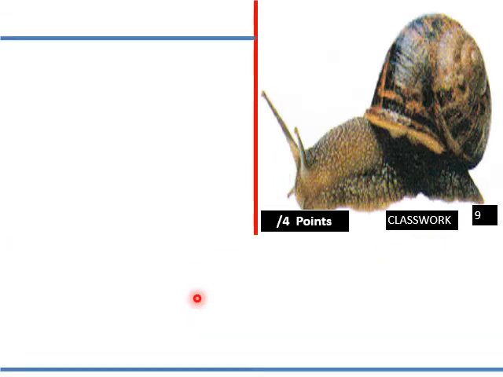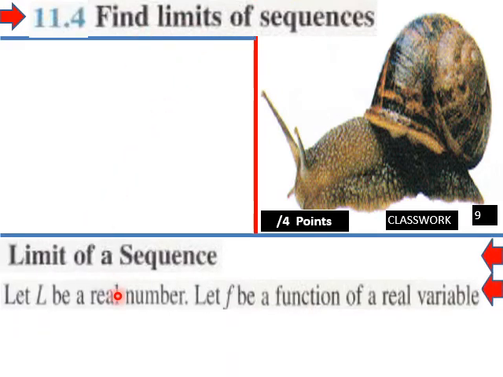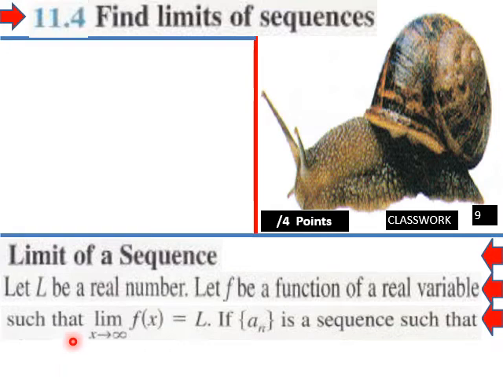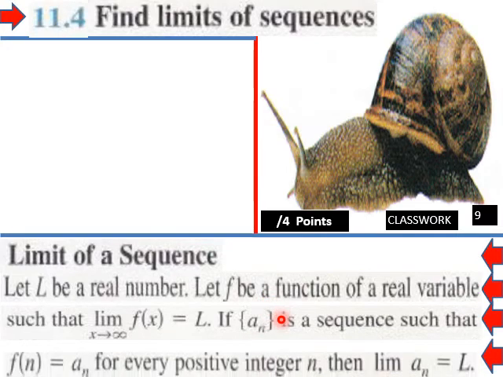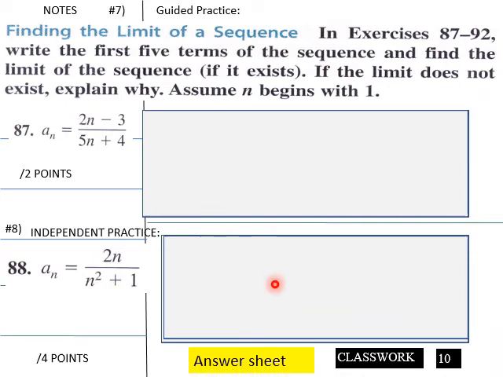Moving on now into 11.4, find the limits of sequences. So a limit of a sequence: let L be a real number, let f be a function of the real variable such that the limit as x goes to infinity of f of x equals L. If a sub n is a sequence such that f of n equals a sub n for every positive integer n, then the limit as n goes to infinity of a sub n would equal L. Okay, so there's a lot of technical language there. So let's try to put some of that into practice here.